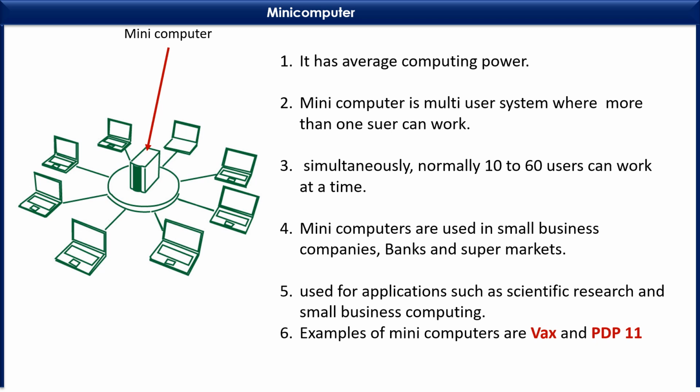Sorry, the mini computers on the other side, it has average computing power. Mini computer is a multi-user system where more than one user can work simultaneously. Normally 10 to 60 users can work at a time. Mini computers are used in small businesses such as banks and supermarkets, used in applications such as scientific research and small business computing. Examples of mini computers are VAX, PDP-11. These are the examples of mini computers.